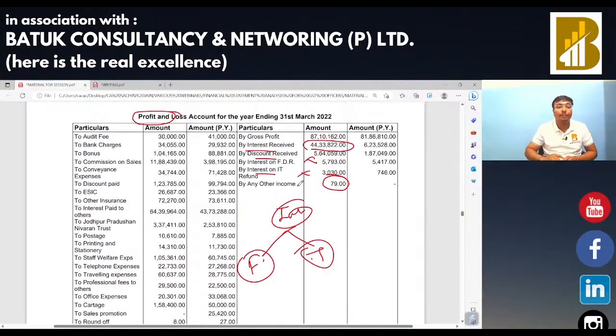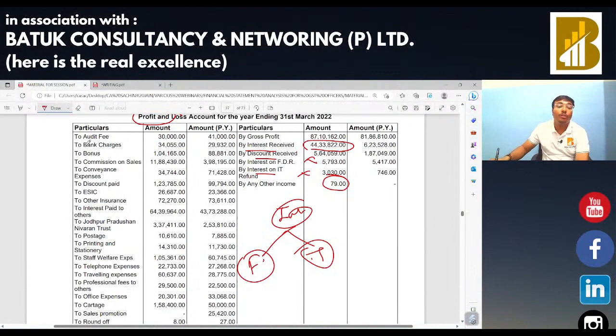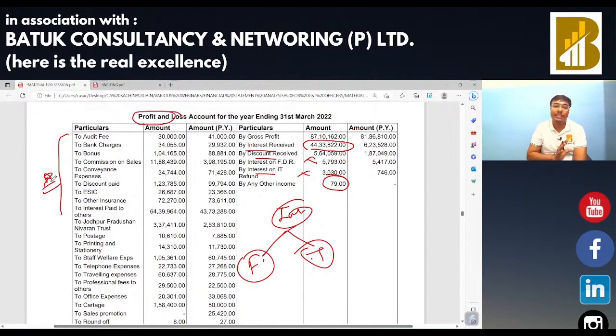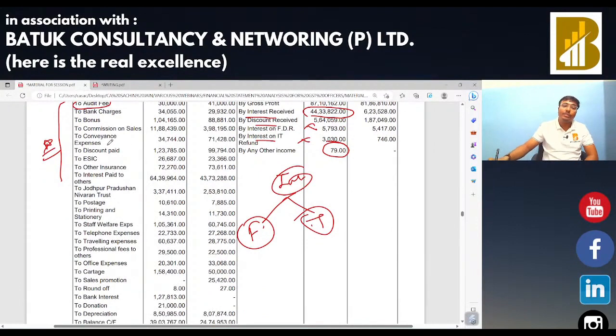Next, sir, from the expenditure point of view, we need to check the expenditure, direct expenditure and indirect expenditure. That is expenditure from registered persons and expenditure from unregistered persons. In case of registered persons, input is allowed. Audit fees, same point, we are going to check whether legal fees have been merged here. Bank charges okay, commission on sales okay, conveyance expense, discount paid okay. Other insurance, we are going to check the nature of insurance.